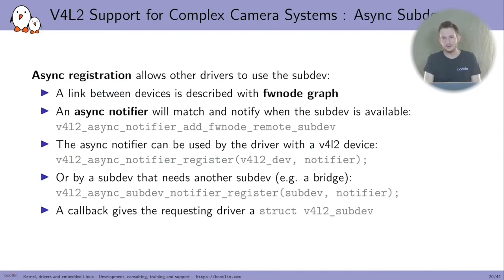So now that the top driver or the main driver was able to identify the subdevs using the FW node graph, it will basically need to wait for that driver to be available. So this happens with the V4L2 async notifier. So basically the driver will create a notifier. It will register the FW node handle that it got from the device tree representation with the port and endpoint. And then it will register the notifier with a callback.